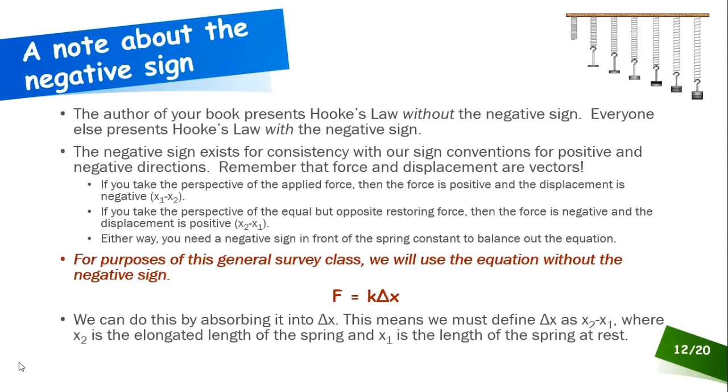The negative sign is actually essential to be true to the sign conventions that we saw earlier for vectors. Because remember, force is a vector, displacement is a vector, so we've got to be concerned about direction. And that's why the negative sign is there, because normally with the way we define delta x, the applied force is acting in a direction opposite to the displacement vector. But we're going to define delta x so that we don't need that negative sign out in front. So this is the equation that we're going to be using for all of our example problems, homework, and whatnot. F equals k delta x.